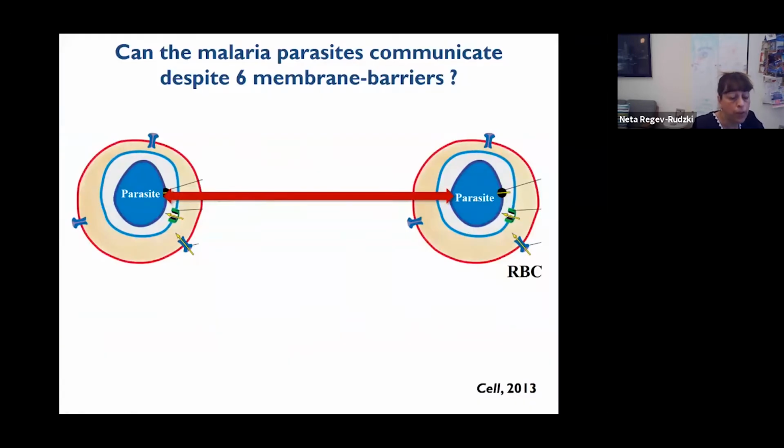Previously, we provided the first evidence that these parasites, despite all the membranes and the barriers between them, are able to exchange active cargo, episomal plasmids, between them. We then found how the parasites communicate via secretion of extracellular vesicles.